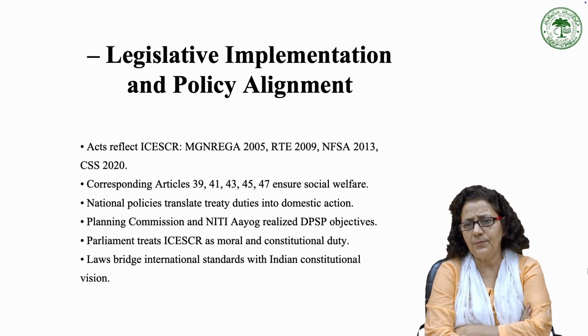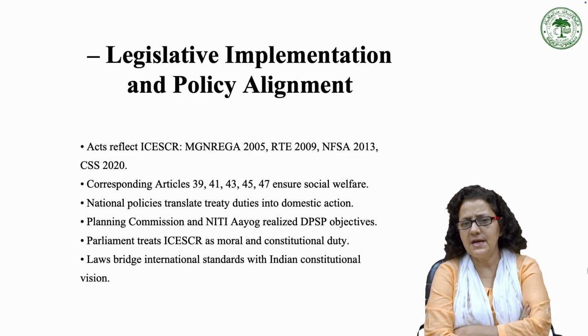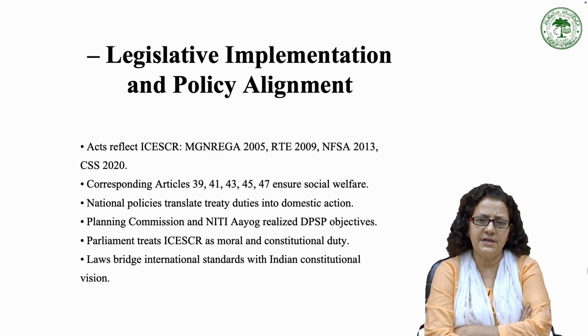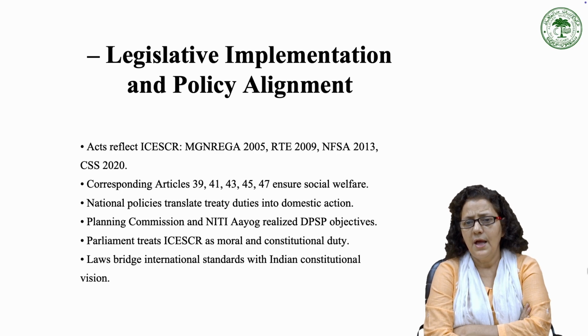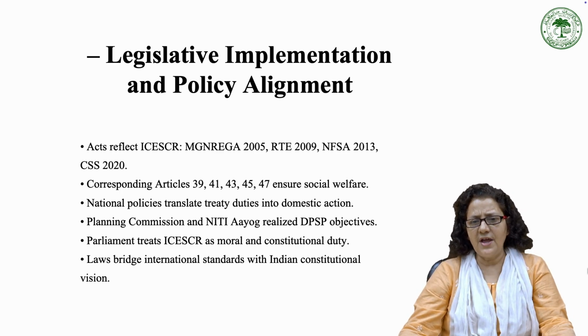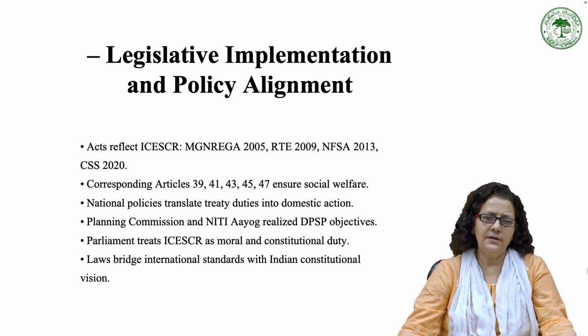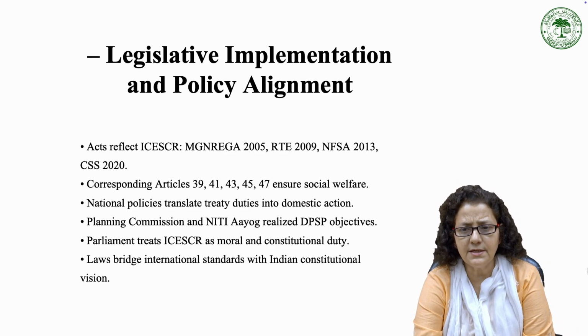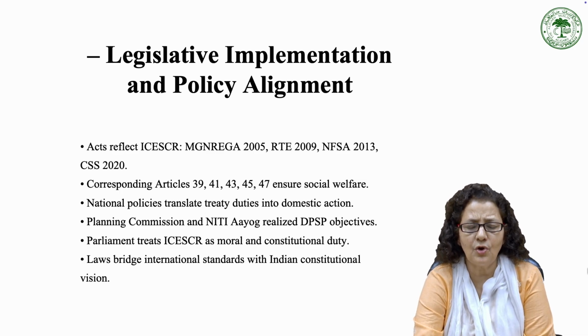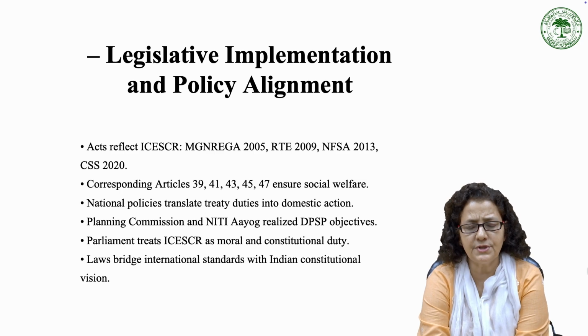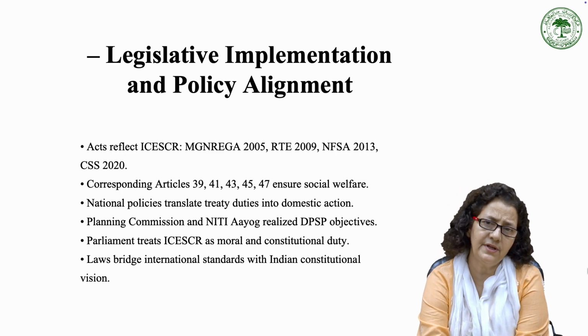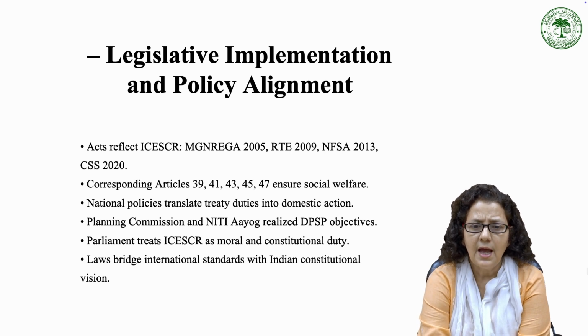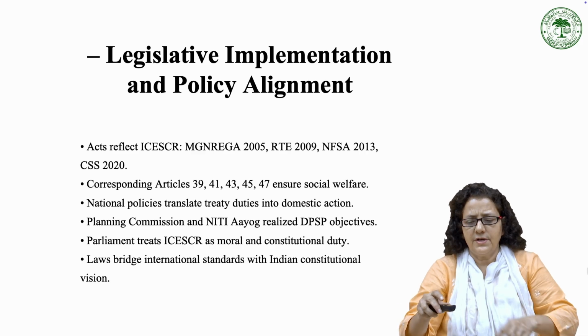National policies such as the National Health Policy 2017 and National Housing Policy 1998 further operationalize social and economic directives. The Planning Commission, now NITI Aayog, and welfare schemes under various five-year plans were originally designed to fulfill the DPSPs' objectives without making them justiciable. This demonstrates that India treats compliance with the Covenant on Economic, Social, and Cultural Rights not merely as an international obligation but as a domestic constitutional duty. Legislative action thus acts as the bridge between the moral ideals of DPSPs and the binding legal commitment of the Covenant.